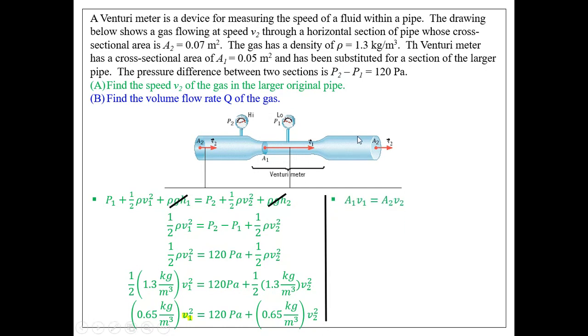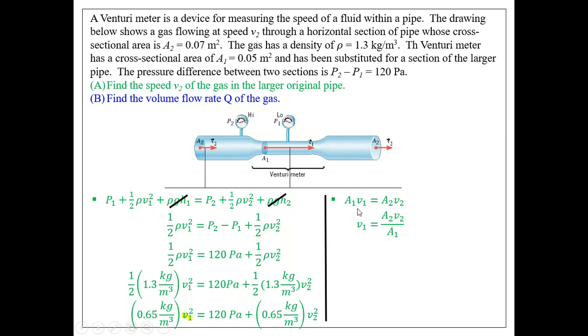Well, the area for these two cross sections is given. A2, the problem tells us, is 0.07 meters squared. It also tells us that the cross section of the narrow pipe, A1 here, is 0.05 meters squared. So I know A1, I know A2. I'm trying to keep V2 so I can solve for V1. So by solving for V1, I can substitute it out.